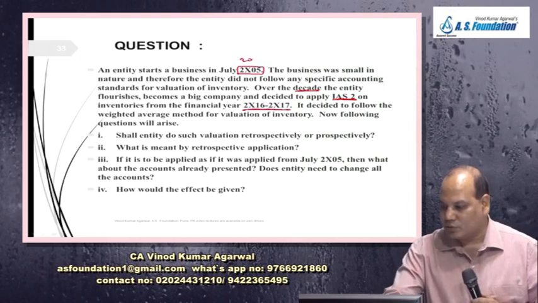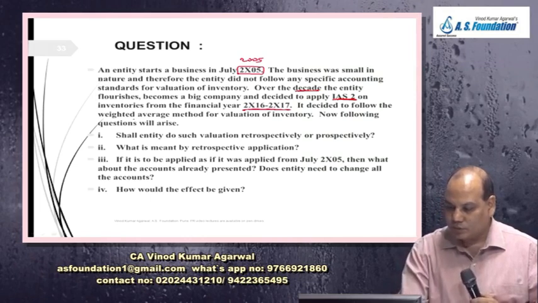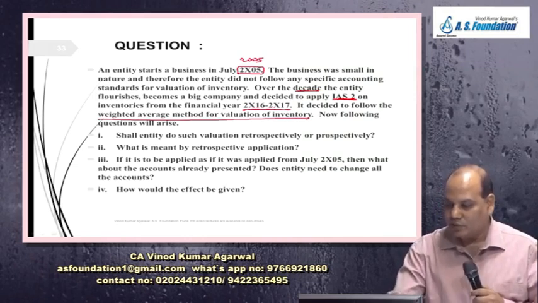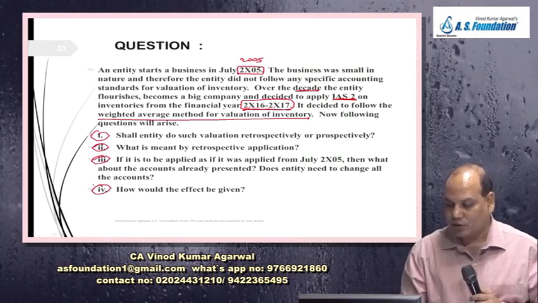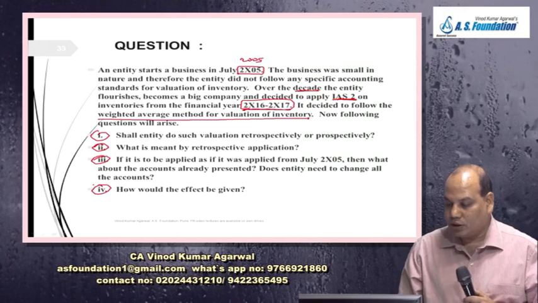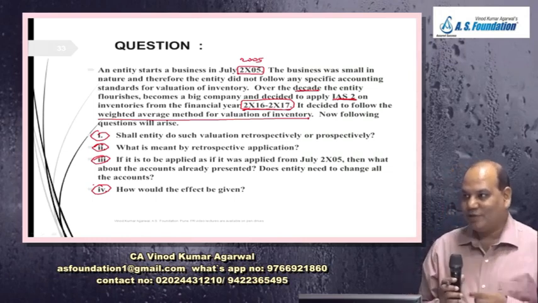16-17. So let us call this is 2005. This is 16-17. It decided to follow the weighted average method of inventory valuation. So now they are properly applying IAS 2. The following questions will arise. 4 questions are there. Shall the entity do such valuation retrospectively or prospectively? So is it due to change in IFRS or a new IFRS, or is it a voluntary change? It is a voluntary change.